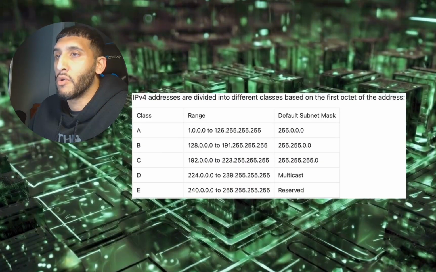This right here is another important table you should probably print out and have in front of you for when you go over subnetting problems. This is the IP addressing table. IP addresses are divided into certain classes. For now, I'll just focus on A, B, and C.